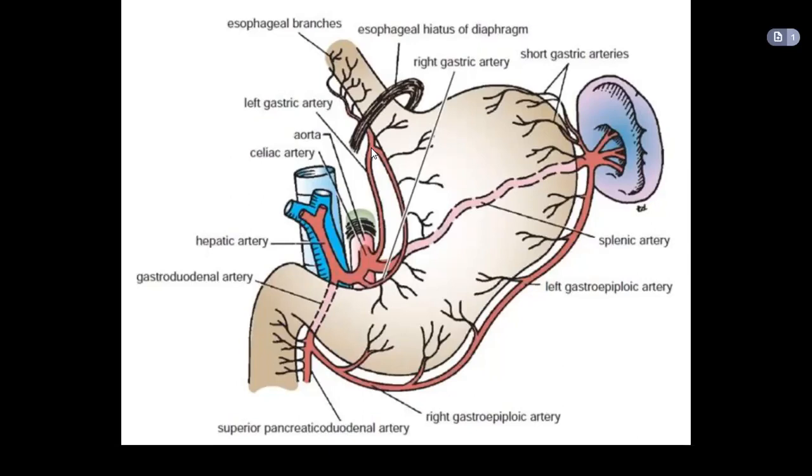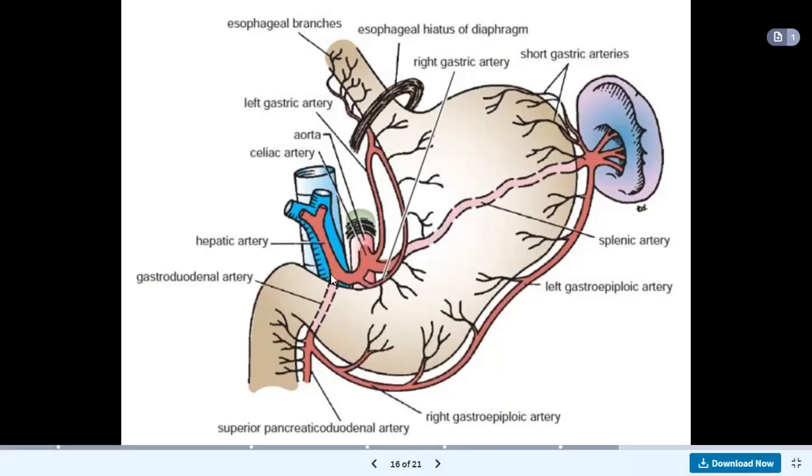Then we have our right gastric artery, which comes from the hepatic artery. Both of them supply the lesser curvature. The upper part is supplied by the left gastric, while the lower part and the pylorus are supplied by the right gastric.